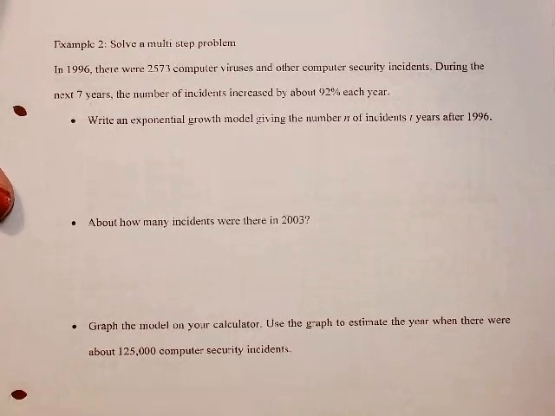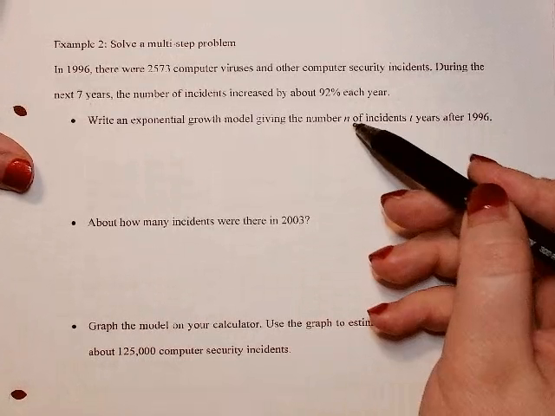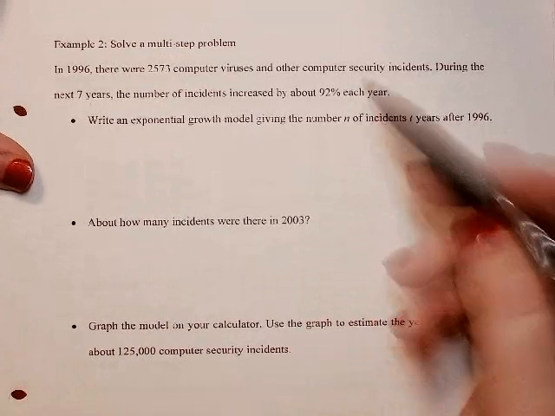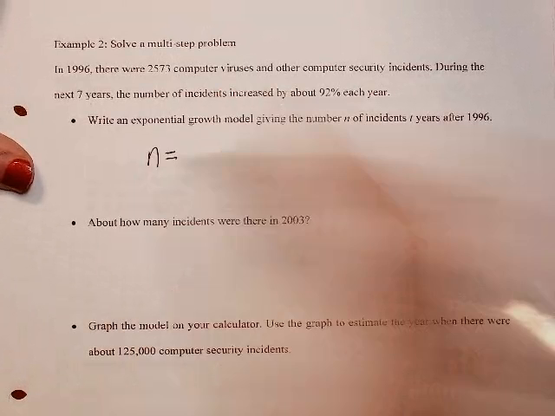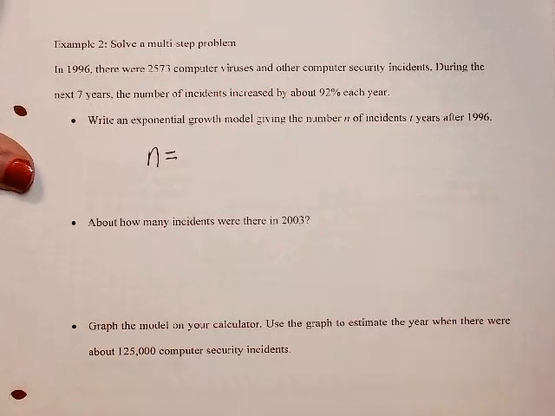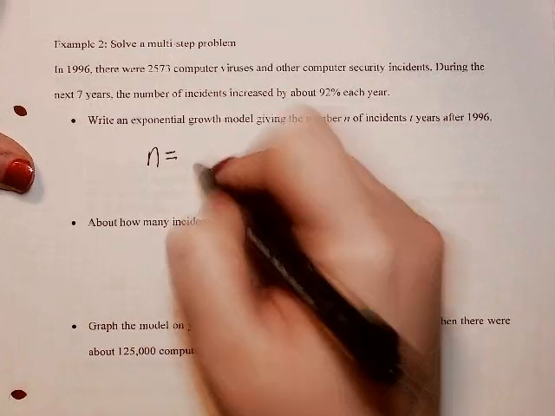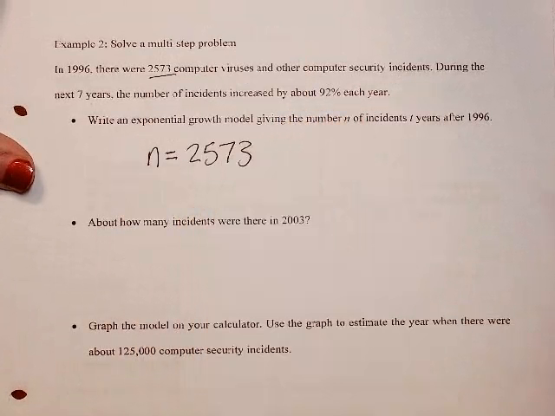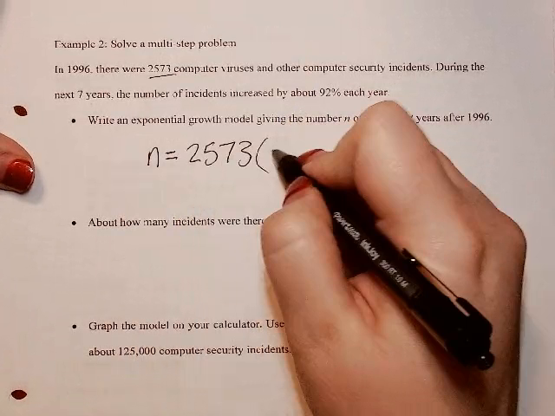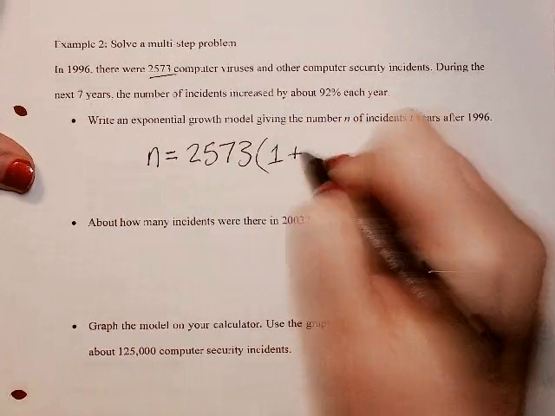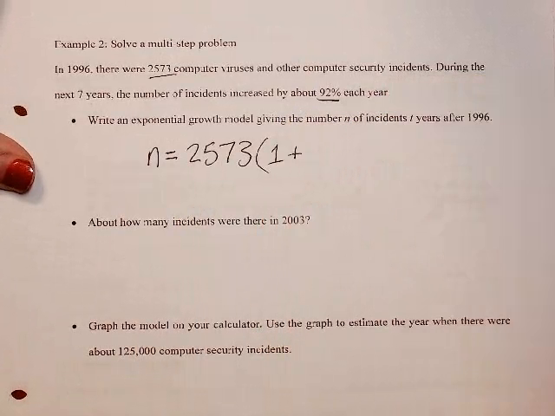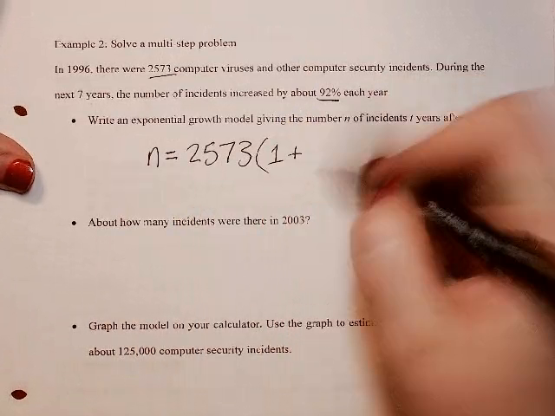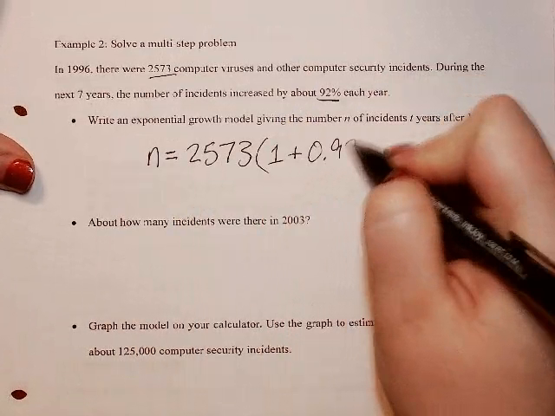So, n is our number of incidents, so that is our new y. So n equals, then we start with our initial amount, which is 2573. And then 1 plus our r, which is 92% written as a decimal, 0.92, to the t power.